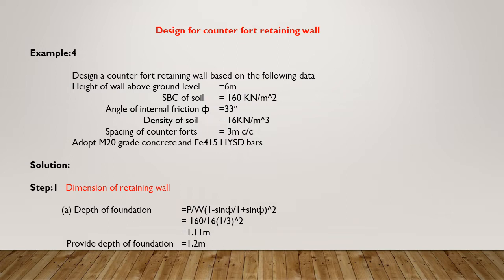So already we know that depth of foundation formula is p by w into (1 minus sin phi divided by 1 plus sin phi) the whole square. P is given, safe bearing capacity 160, then w is the unit weight of soil, so 16, then phi value is 33 degree. Applying the phi value, it is 1 by 3, the whole square. You get the final answer 1.11 meter. So we can round it, depth of foundation is equal to 1.2 meter.